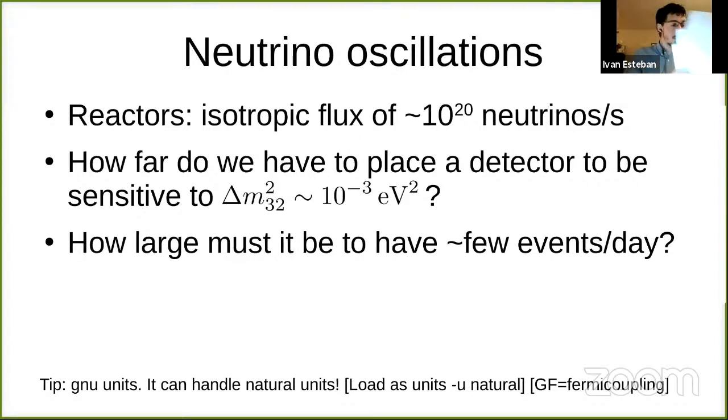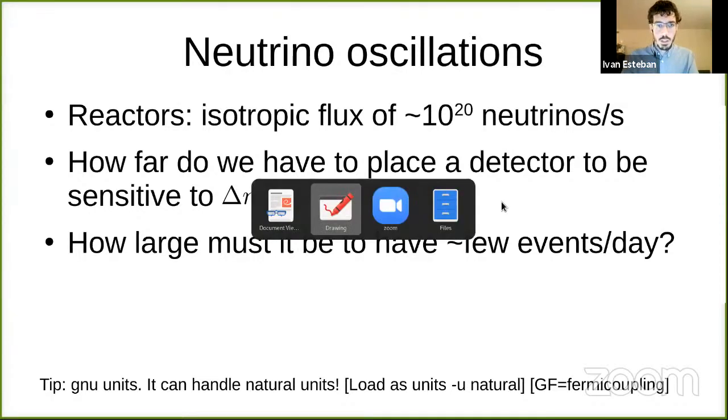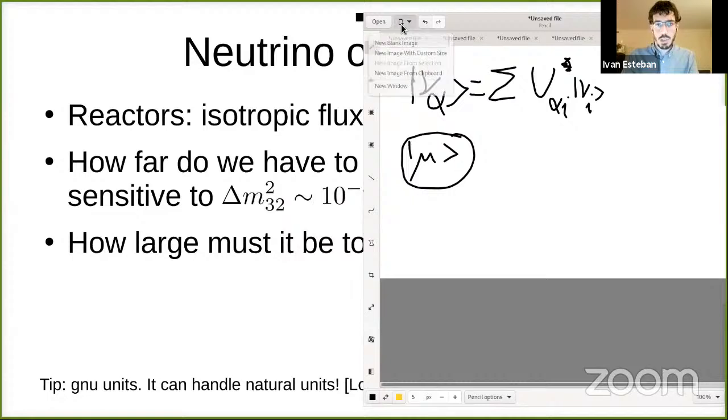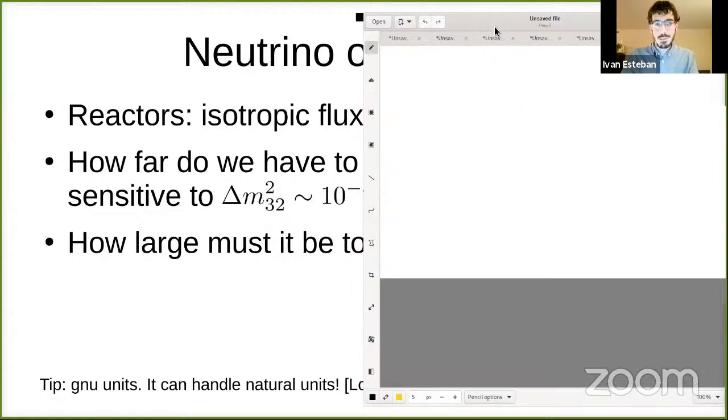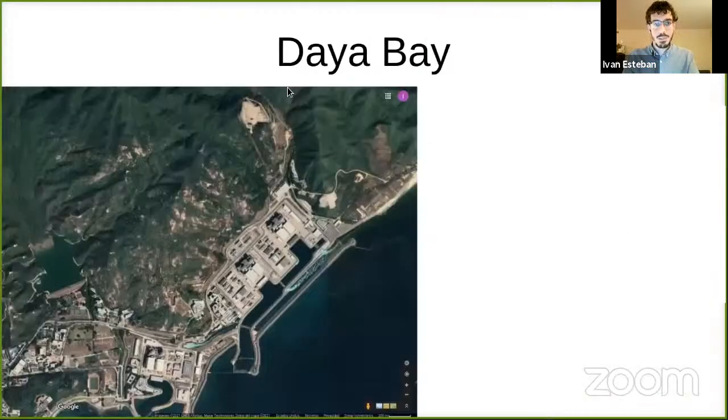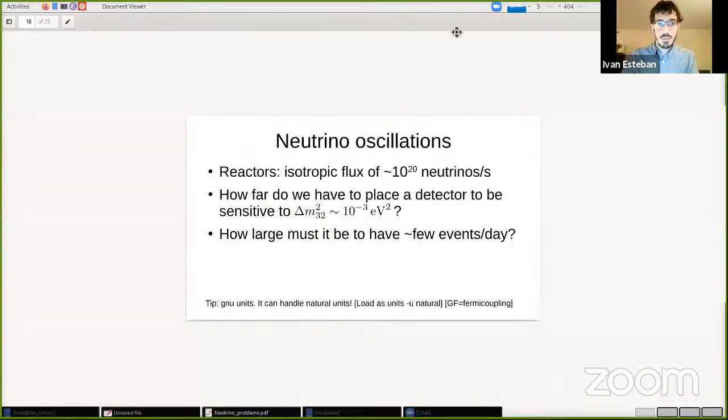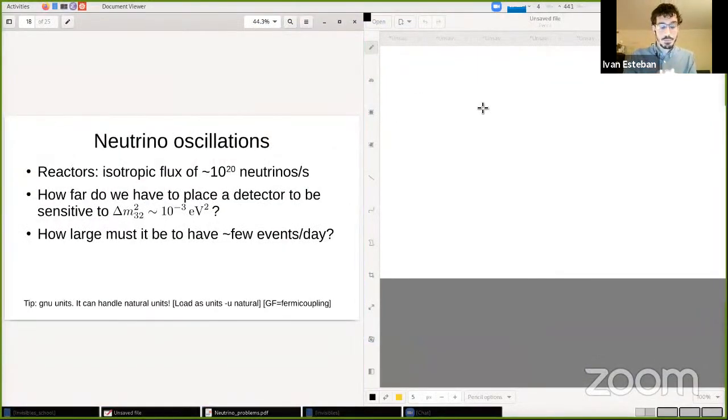For this, we will do a simple calculation, an order of magnitude calculation that is very relevant when one is designing experiments. Let me start with the second part. How far do we have to place a detector to be sensitive to this square mass splitting, which is of the order 10⁻³ electron volts squared?